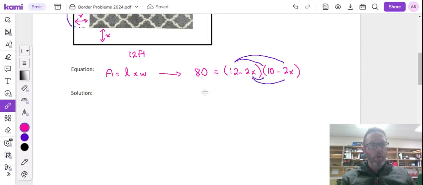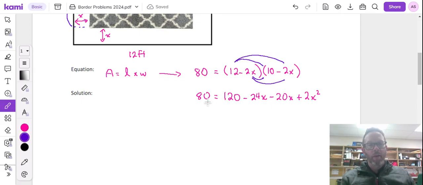So we have 0 on one side. And I'll show a few steps here. When you're doing it on your own, you can skip a few if you're comfortable. But 12 times 10 is 120. 12 times negative 2, negative 24x. Negative 2 times 10, minus 20x. Minus 2x times minus 2x, positive 2x squared. Then we'll collect like terms.